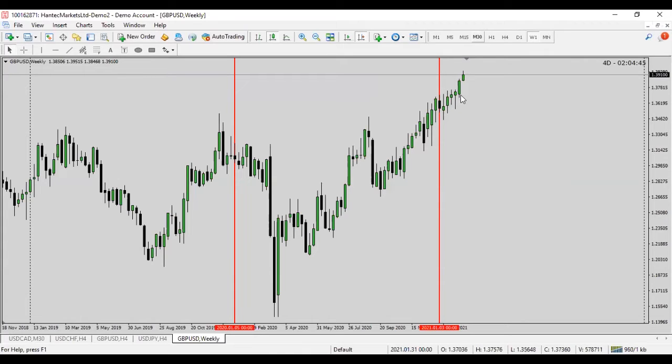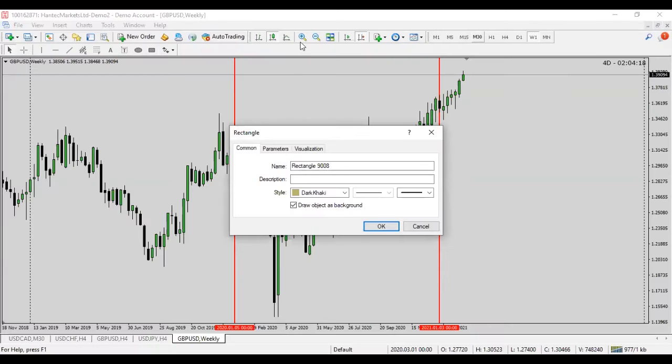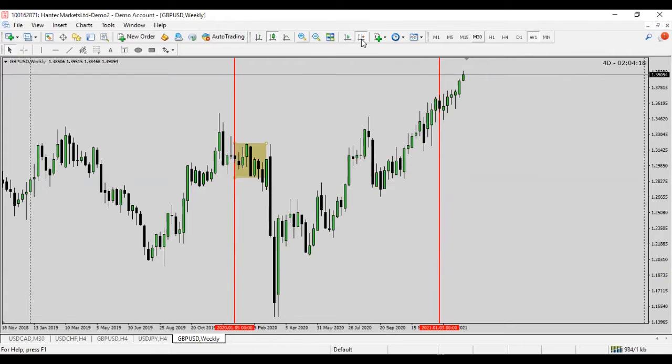So if you observe, most pairs have been very choppy. That is because we are in the accumulation phase of the market. So what happens in the accumulation phase? I want you all to pay attention to what's happening between here and somewhere here. Let me highlight it for you to see. Look at where I've highlighted. Let me zoom in so you can see much better.